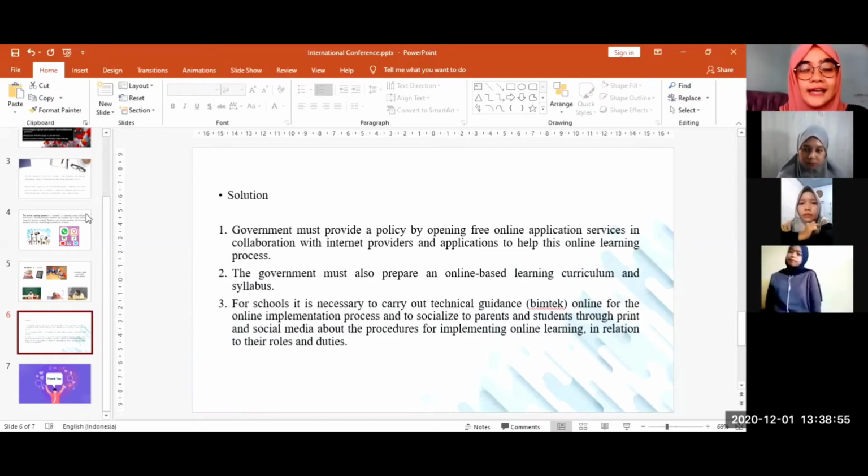So actually it's pretty hard to learn online, especially for elementary students. Maybe for high school students it's a little bit easier, but elementary school students or the new students of junior high school still need guidance from their parents or maybe their older sisters or brothers.